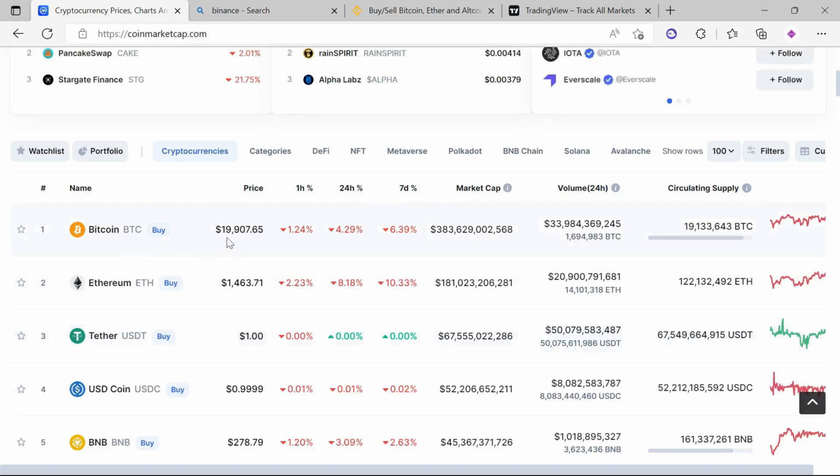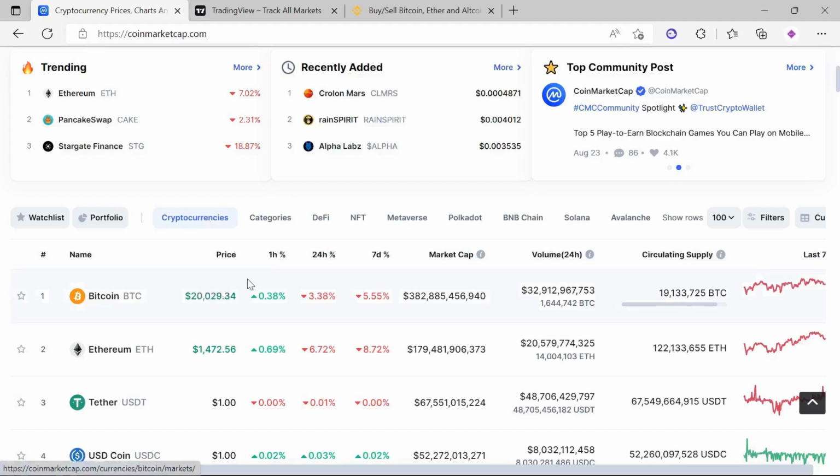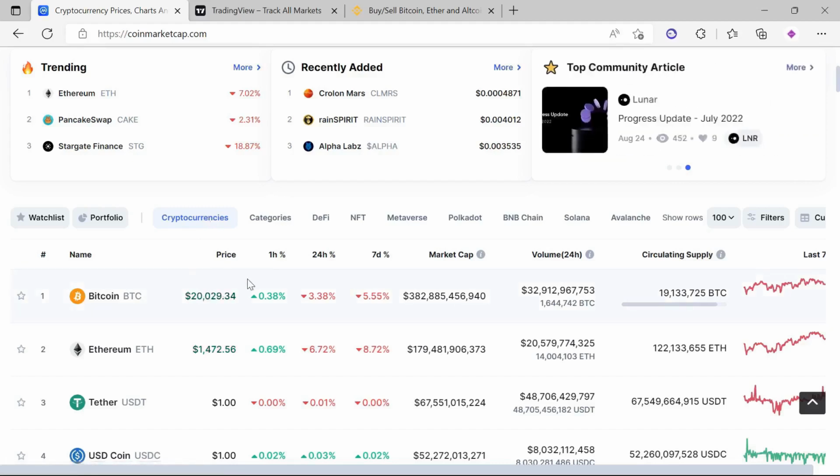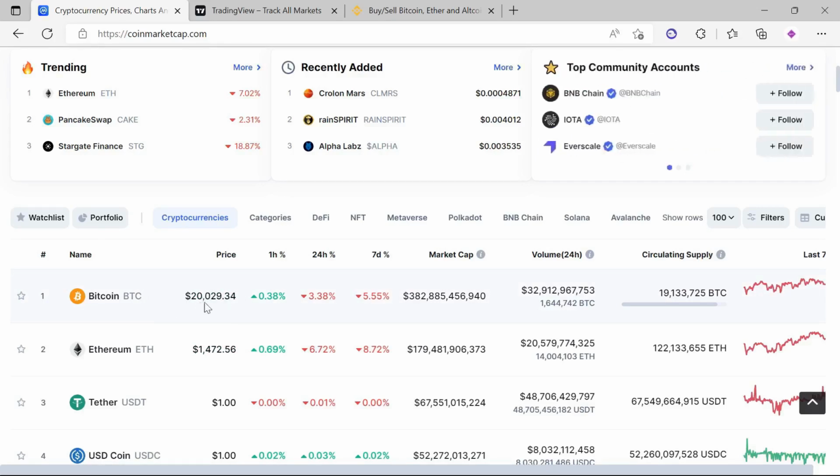Bitcoin is trading at 19,907 now. You can see in less than an hour the price has changed to $20,000 per BTC. So that's how quick this market could be.